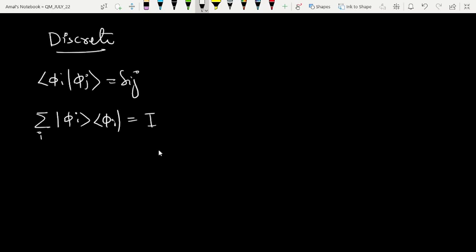With the help of these two relations, we can get the matrix representation and do many things. We can insert this identity somewhere, and we can expand it to inner products, or we can change it to operators, etc. We can do many manipulations if we know these two relations. So we need an analogous relation in the continuous case.